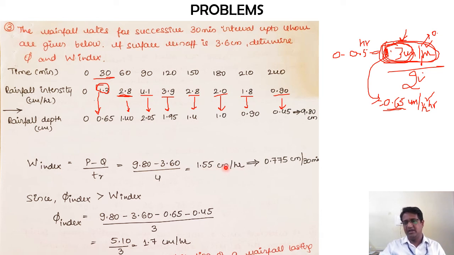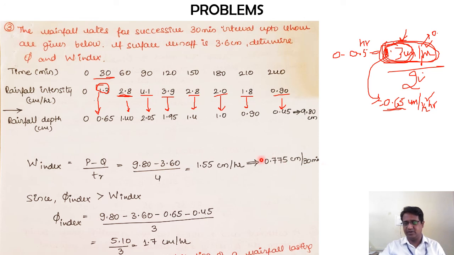As in the second problem we multiplied it by 2 to make it per 2 hours, here we have divided it by 2 to make it per half an hour, that is per 30 minutes. From the W index I got 1.55 centimeters per hour, whereas here the intervals are in terms of half an hour. So I'll divide this 1.55 by 2 to get 0.775 centimeters per 30 minutes or half an hour.